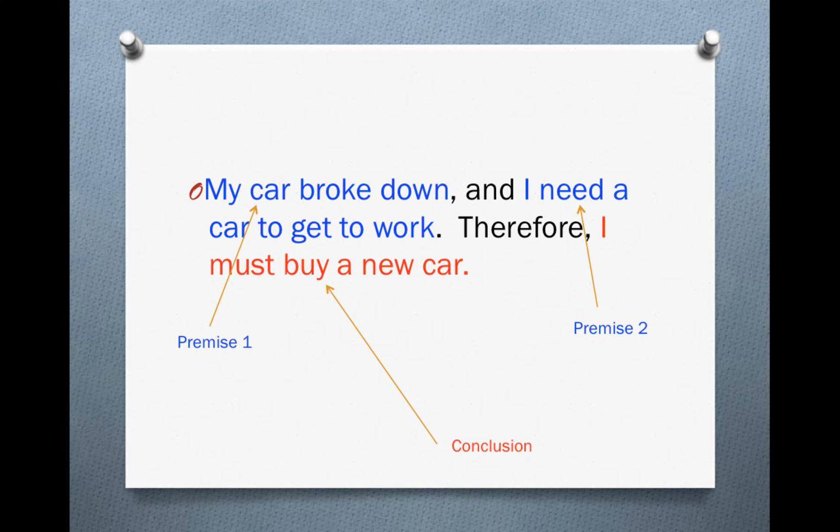Okay, if we look at our original argument again, we can see that it's labeled in premise-conclusion format. The conclusion of this argument, which is my recommendation for action, is that I need to buy a new car. I'm basing or supporting that conclusion on two different premises. The first premise is that my car broke down, and the second premise is that I need a car to get to work. Now you might be wondering where the assumptions are, because we've already labeled the whole argument and there's no assumptions here, and yet we've already talked about the fact that that is the third component of any argument. So we'll talk about that in the next slide.